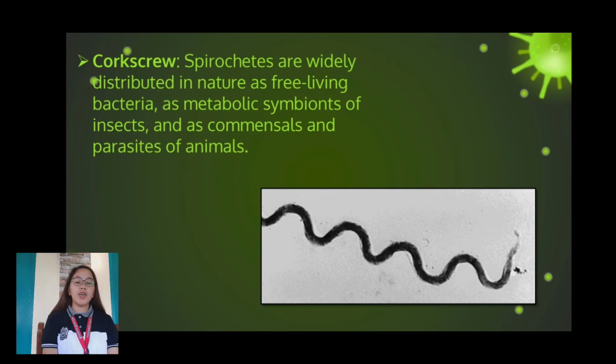So the last classification of bacteria is the corkscrew. Spirochetes are widely distributed in nature as free-living bacteria, as metabolic symbionts of insects, and as commensals and parasites of animals.